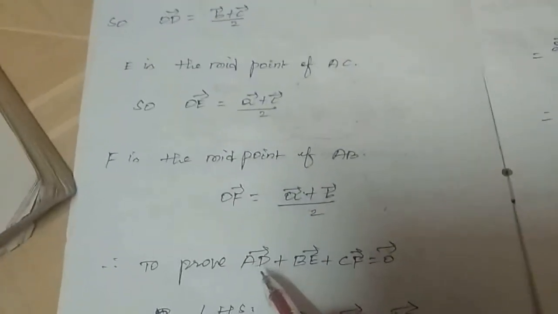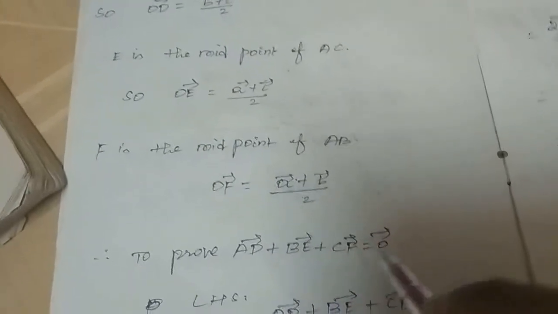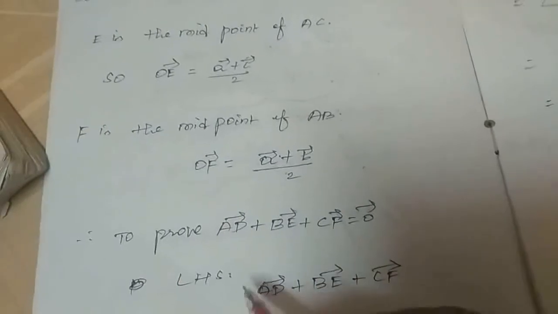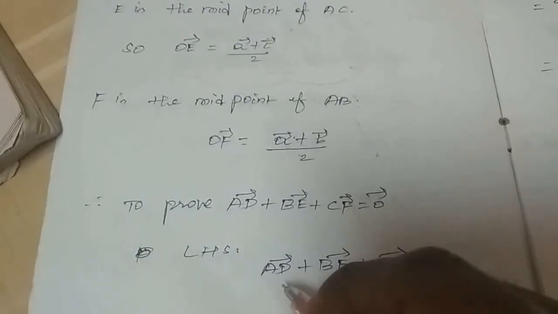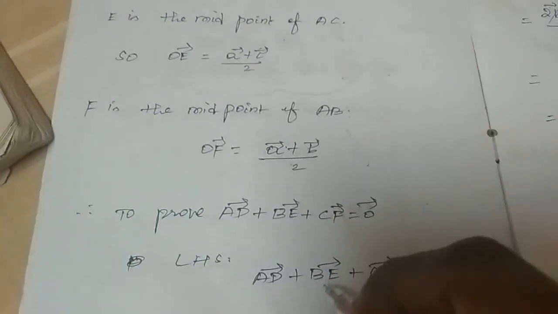Okay. To prove the given condition, AD vector plus BE vector plus CF vector equal to 0 vector, I will take the LHS part only: AD vector plus BE vector plus CF vector. So AD vector, how to write? OD minus OA. BE vector, how to write? OE minus OB.